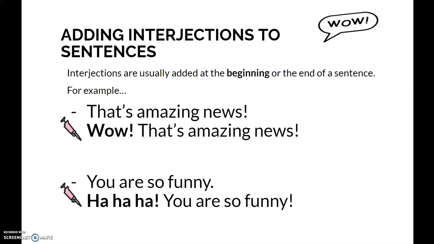Interjections are usually added at the beginning or the end of the sentence. Here's an example. That's amazing news. If you add an interjection, you say, wow, that's amazing news. You are so funny. Ha ha ha, you are so funny. An interjection is something that's injected into the sentence, at the beginning or the end of the sentence. It's added to a sentence to add more feeling.